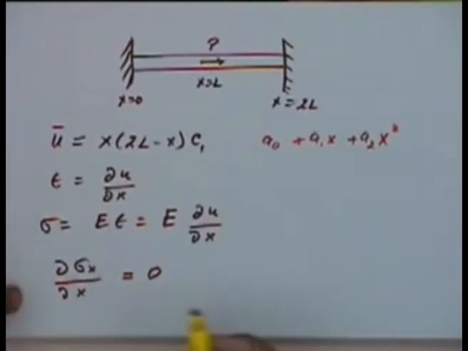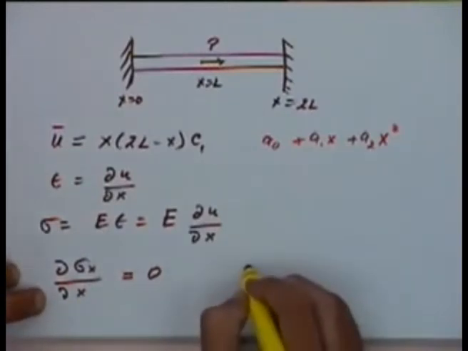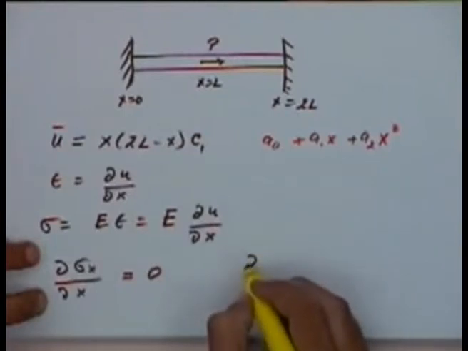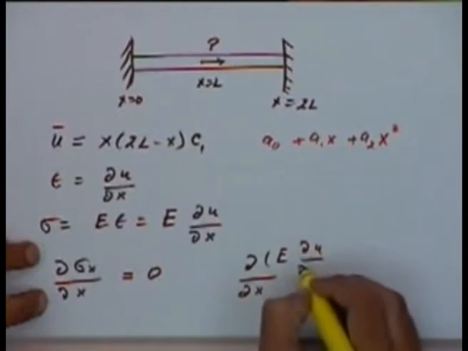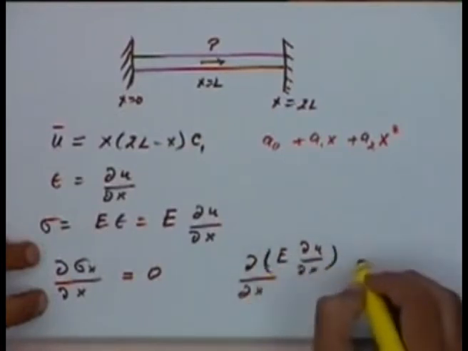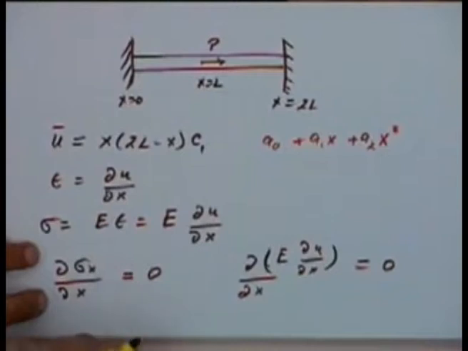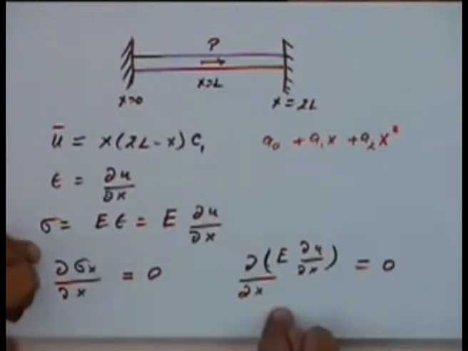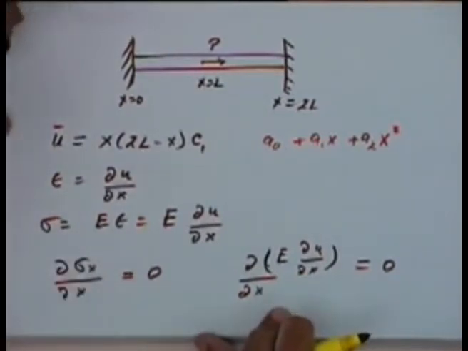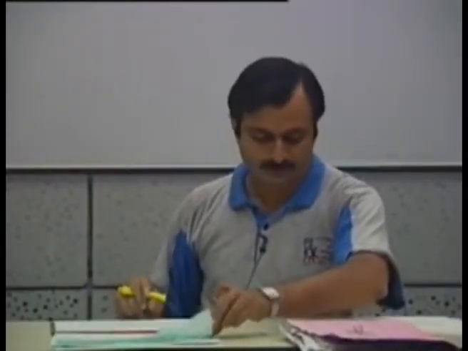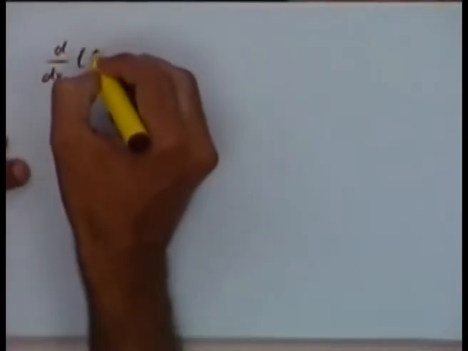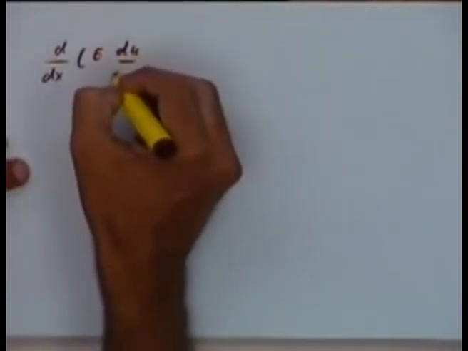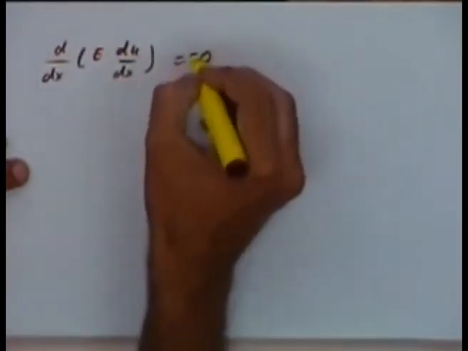Okay, so if I take this as a governing equation, I will replace sigma from here, so del by del x of E del u by del x will be equal to 0. Since we are talking of a single variable, all the del's can be replaced by d's. The partial derivatives will become complete derivatives. So this will become d by dx of E du by dx will be equal to 0.